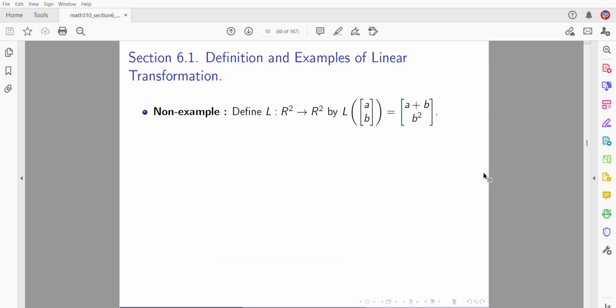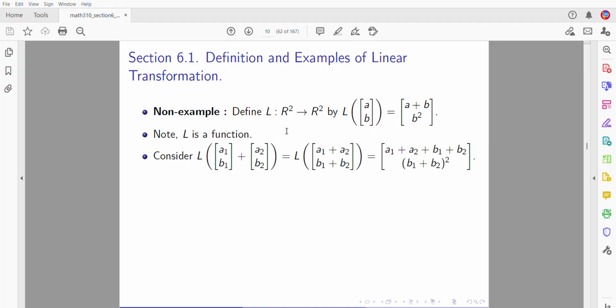Here is a case where you have a non-example. Suppose L is from R2 to R2 given by L of (a, b) is (a plus b, b squared). Why is it not an example of a linear transformation? Let's check. First, it is indeed a function. The output is well defined. There is no plus minus, none of that. a plus b is a proper number. b squared is a proper number. L is a good enough function.